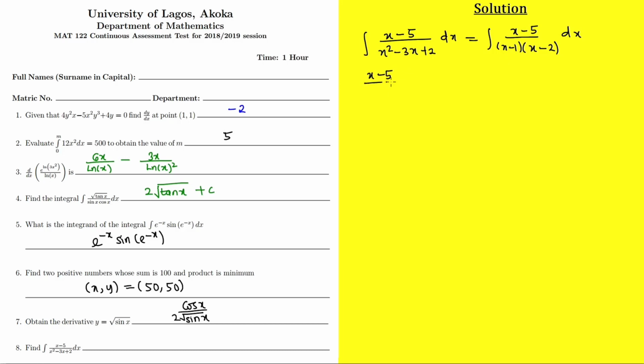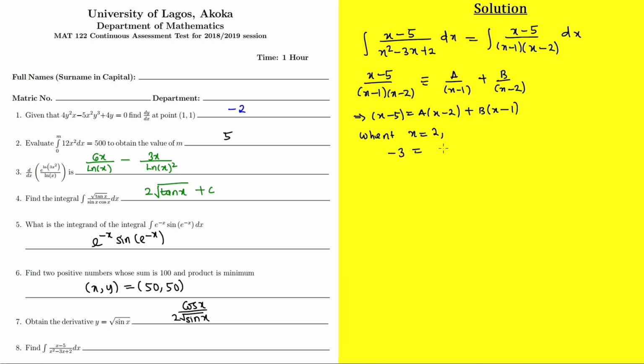So I have x minus 5 over x minus 1, then x minus 2 equals a over x minus 1, plus b over x minus 2. So I'm going to have x minus 5 equals a into x minus 2 plus b into x minus 1. Now, when I set x to be 2, I'm going to find the value of b. So when x is 2, I have minus 3 equals b. And when x is 1, I want to look for a, so I have minus 4 equals minus a. So my a is 4 and my b is minus 3.